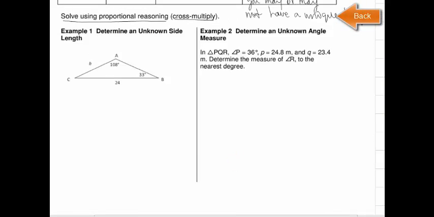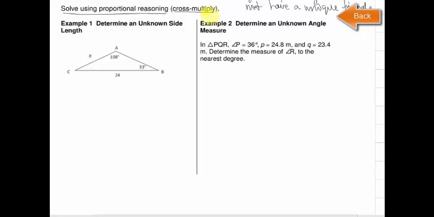Okay, so let's take a look at a couple of examples where we can use the sine law. In the first example, we're going to look for a missing side, and in our second example, we're going to look for a missing angle. And in order to solve any triangle, or solving parts of any triangle, using the sine law, you want to use proportional reasoning, which is to cross multiply.